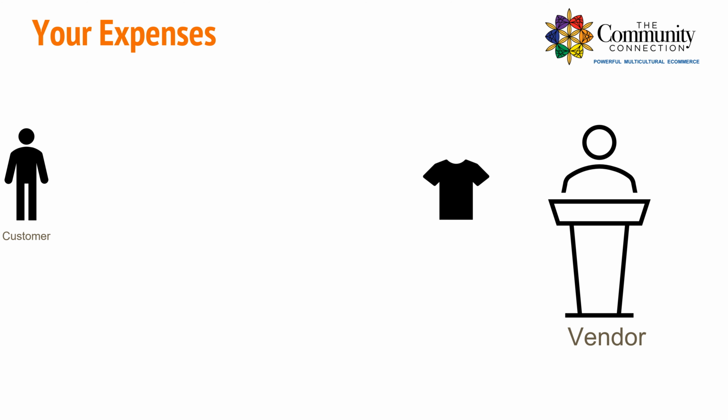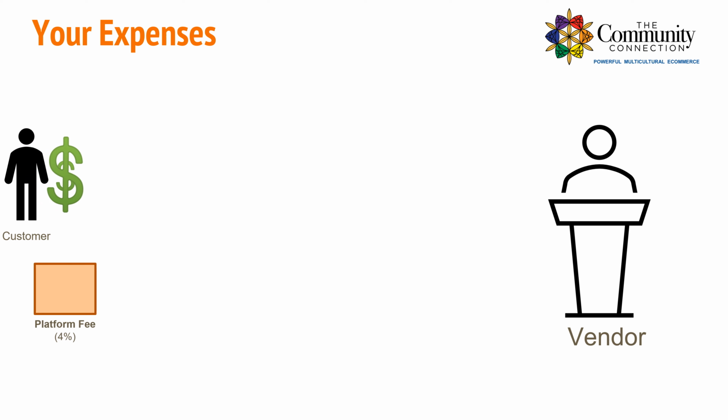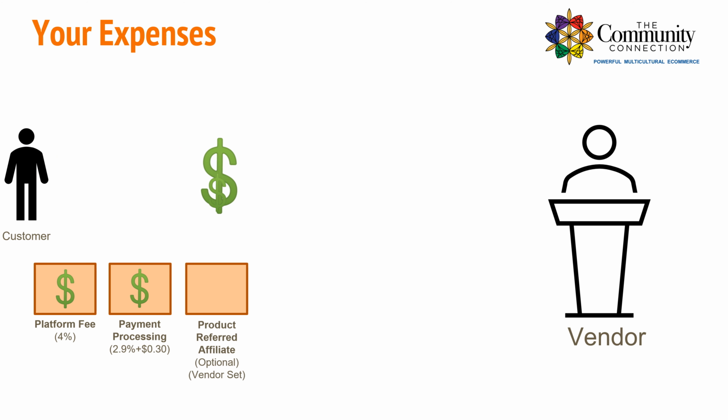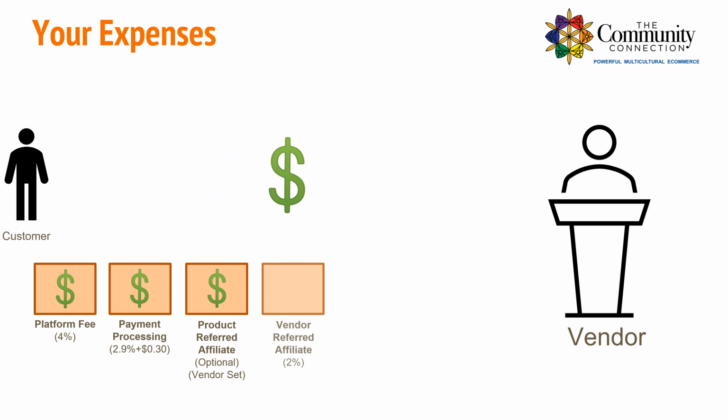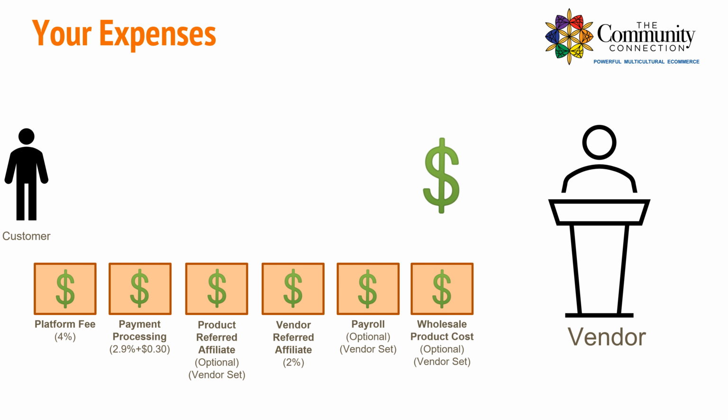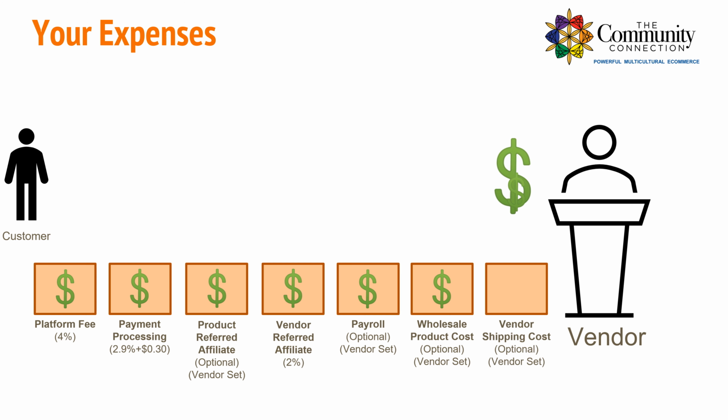When you receive revenue from a purchased product, you'll pay the platform fee, payment processing fee, commission to the affiliate who referred the customer to your product, commission to the affiliate who referred you to the platform. This would be zero if you weren't referred. Payroll or labor costs, wholesale product cost, and the vendor shipping cost.